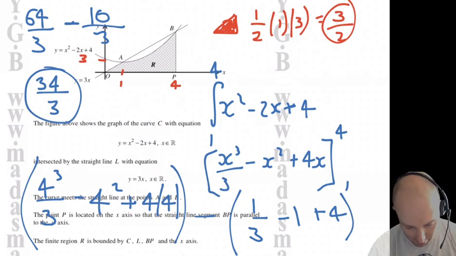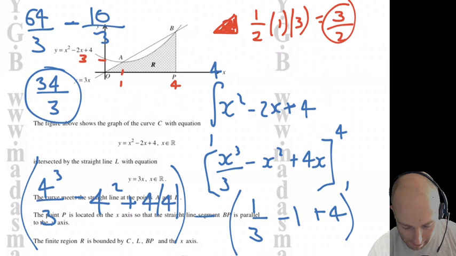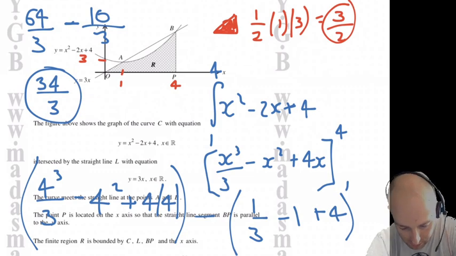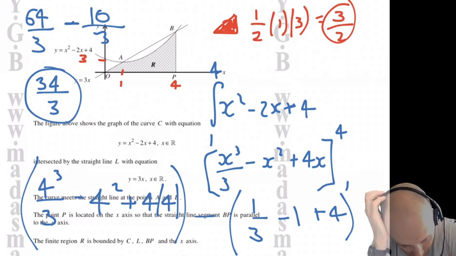Oh, my area is not that. But why hasn't this worked? Yeah, that should work as well, Karen. Can anyone spot what I've done wrong? Because I've got 77 over 6, which isn't right.